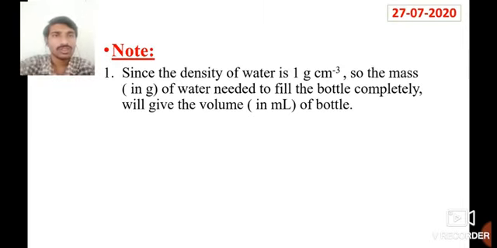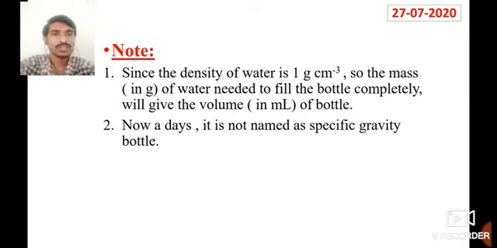Note that the density of water is 1 gram per centimeter cube. So the mass of water needed to fill the bottle completely will give the volume of the bottle. Here you have to remember the density of water is 1 gram per centimeter cube.